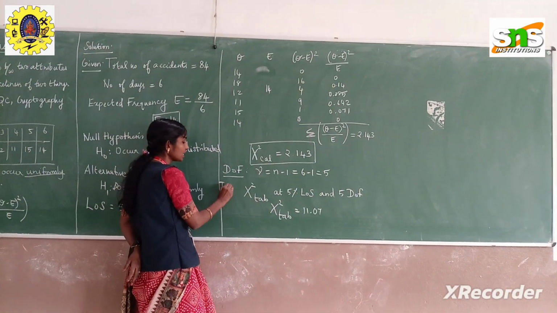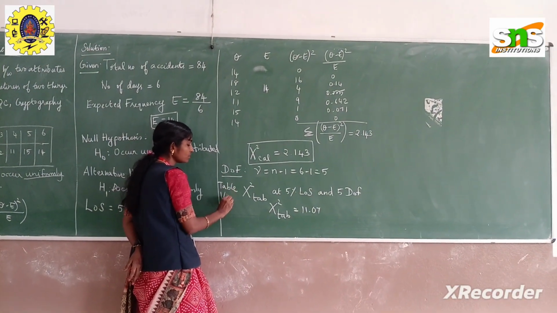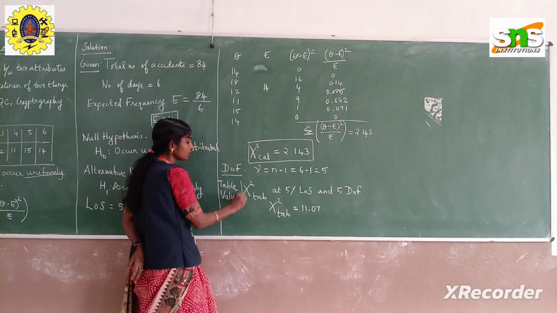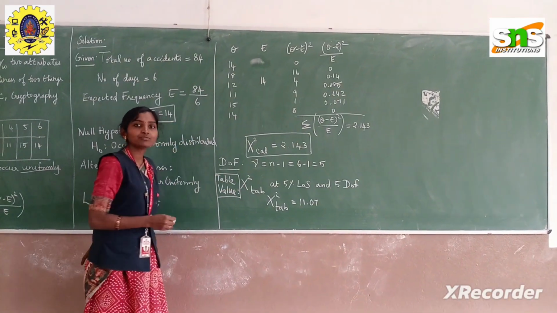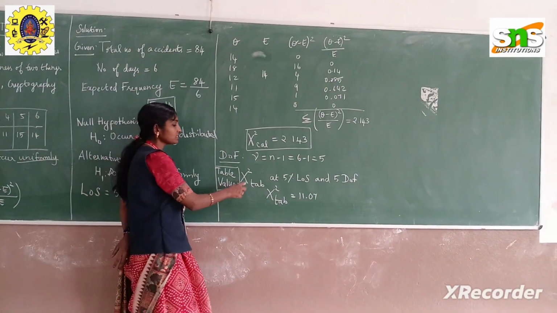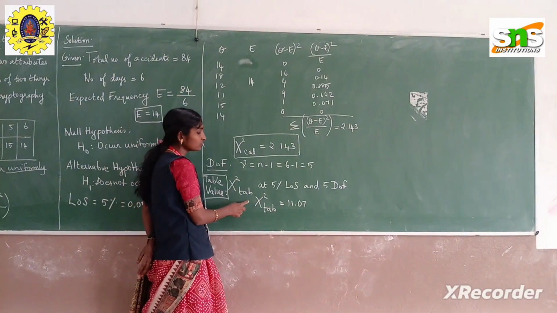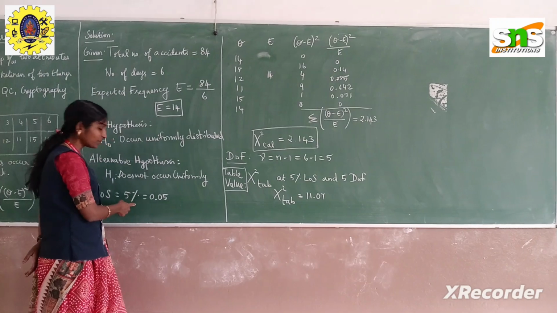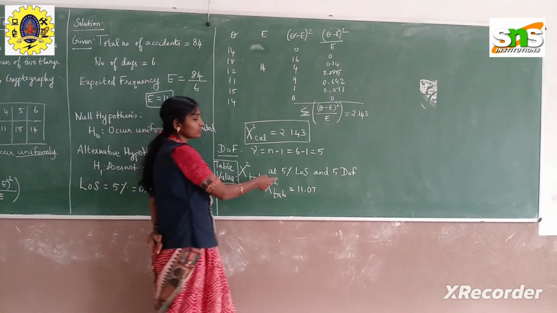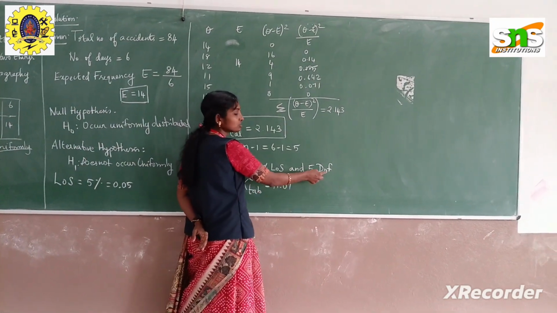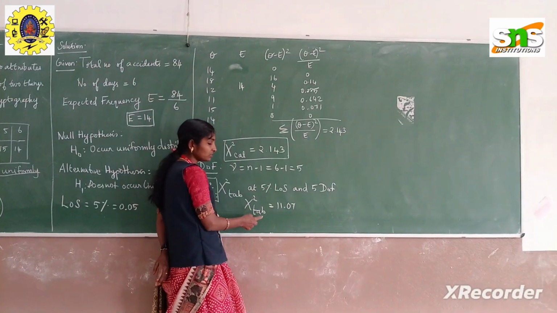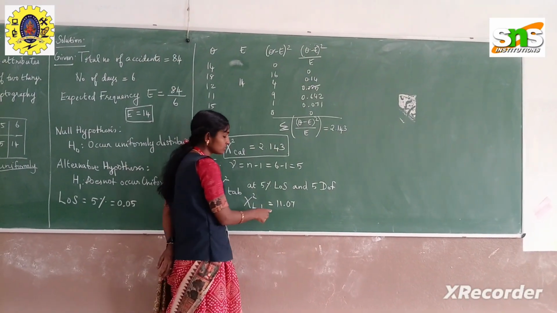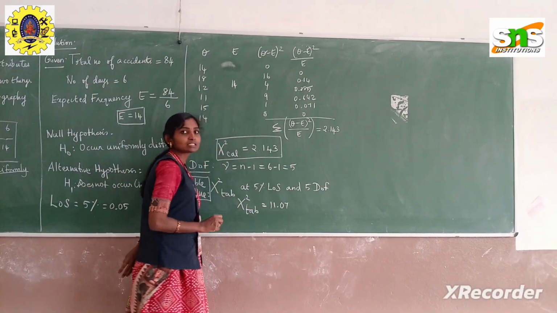Now we have to take the table value. What is the table value? It is the standard value given in table format for the chi-square test. So the chi-square table value, which is the tabulated value at the 5% level of significance, as we mentioned here, and 5 degrees of freedom, we will have as per the table. The standard value we have is 11.07.